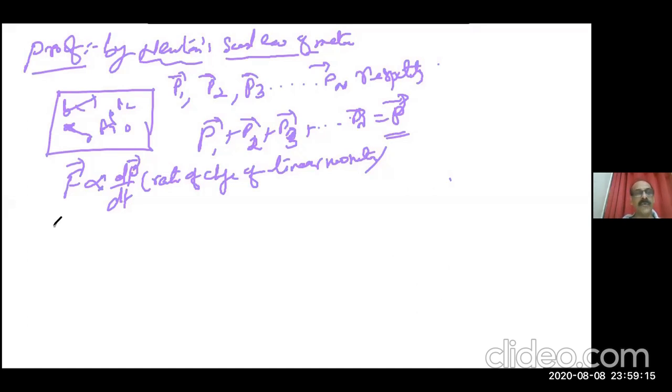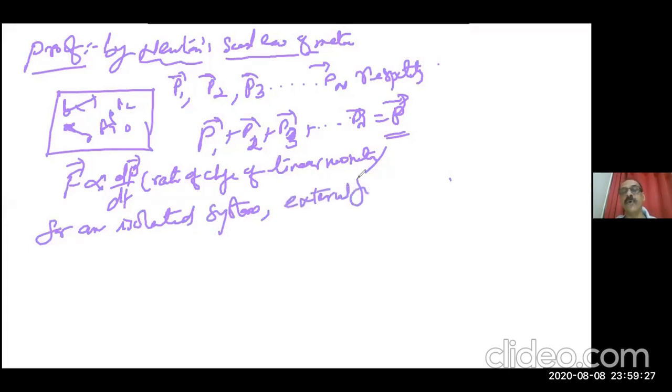Okay. For an isolated system, external force F is equal to 0. For an isolated system, external force is equal to 0. Therefore, d by dt of P is equal to 0.